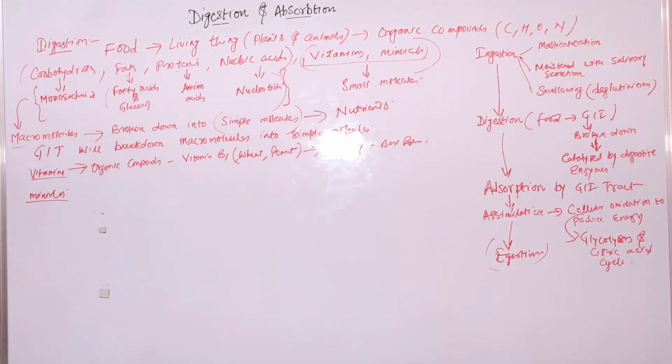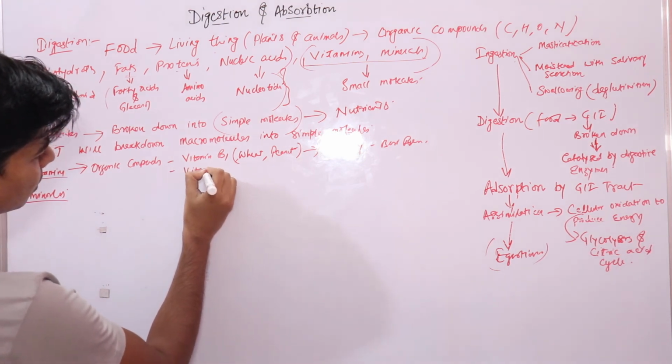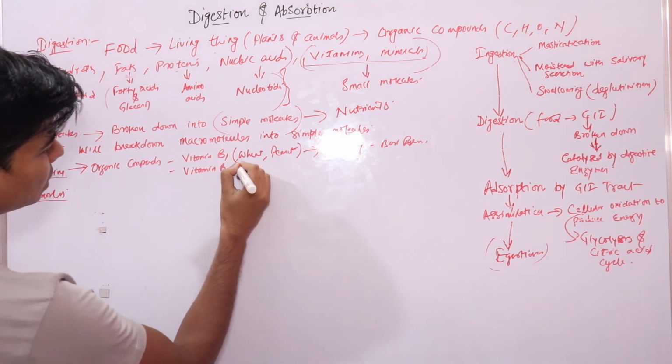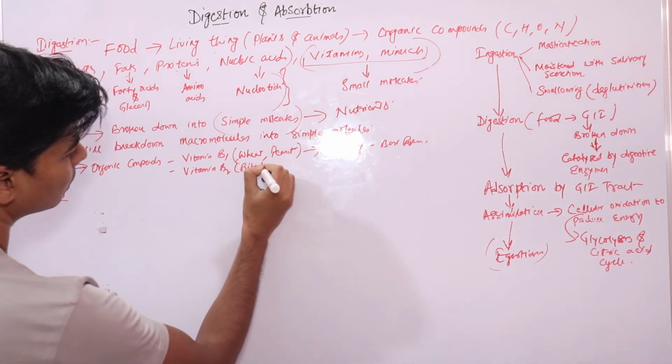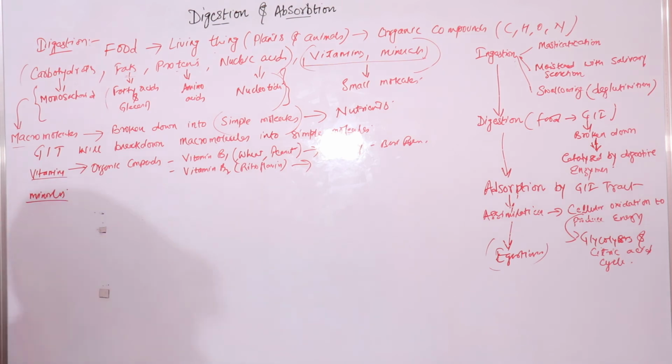Then there is another vitamin, B2. Vitamin B2 is your riboflavin, and deficiency of riboflavin will cause eye inflammation and lip sores.